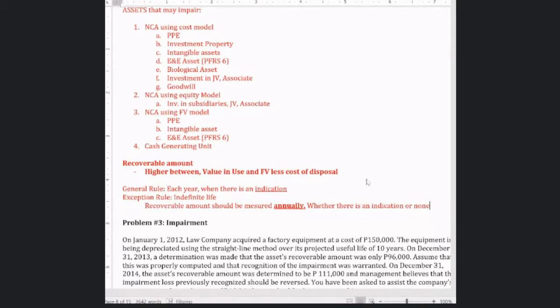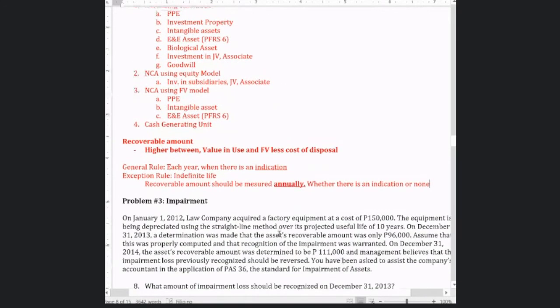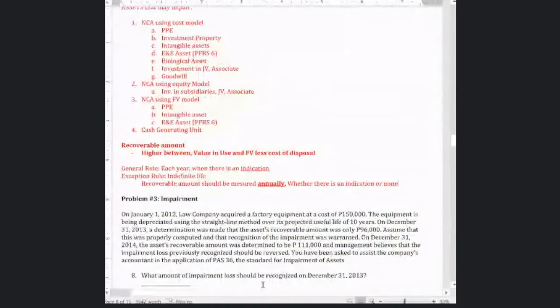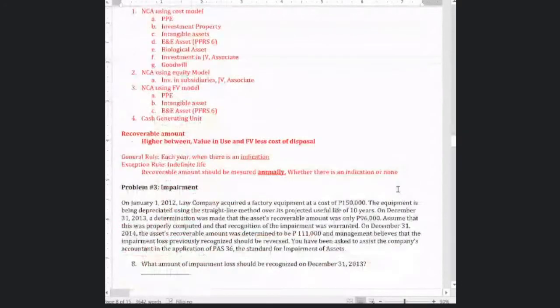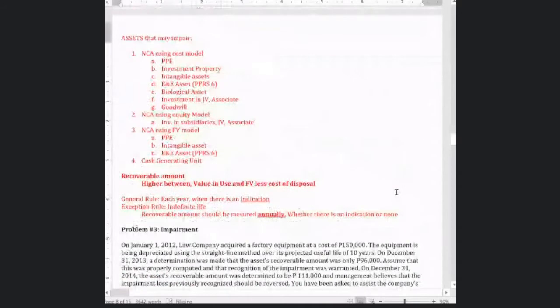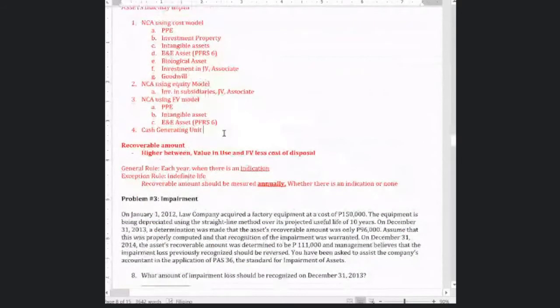So, sige, sagutan natin yung problem number 3, siguro. Wait lang. Nakalimutan ko ba ang concept? CGU pala, sorry. So, CGU. Before we proceed, actually wala akong problem na naibigay sa inyo about CGU. Pero sige, discuss na lang natin yung concepts about cash generating unit.